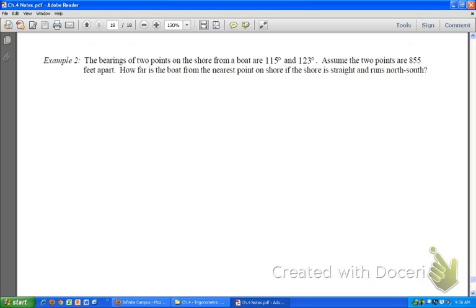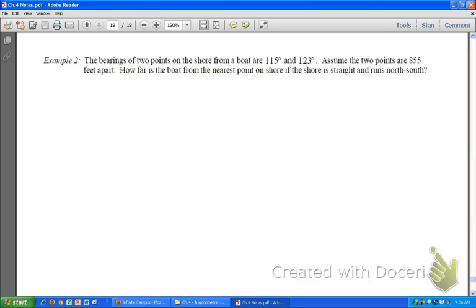All right, so this one says the bearings of 2 points on the shore from a boat are 115 degrees and 123 degrees. Assume the points are 855 feet apart. How far is the boat from the nearest point on the shore if the shore is straight and runs north to south? One thing you have to know about navigation, when they're talking about bearings, they're always talking about moving from the north-south line in a counterclockwise direction. Okay? And you'll just have to figure out how they want it drawn.